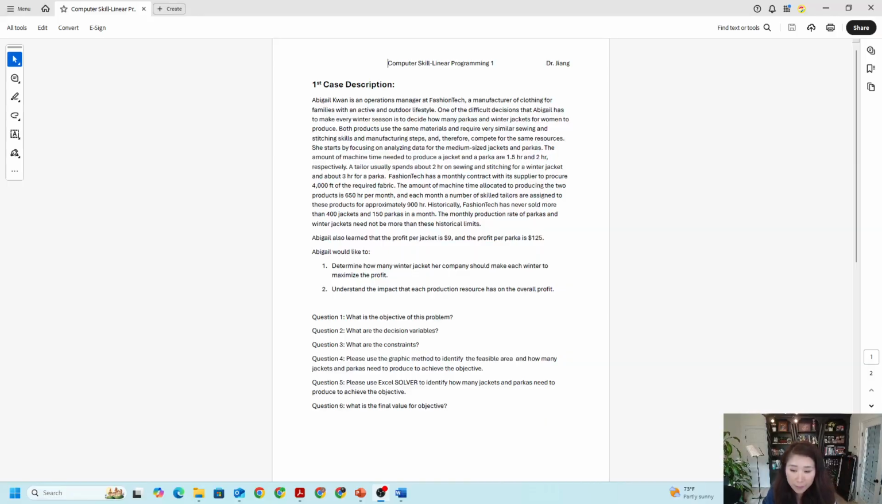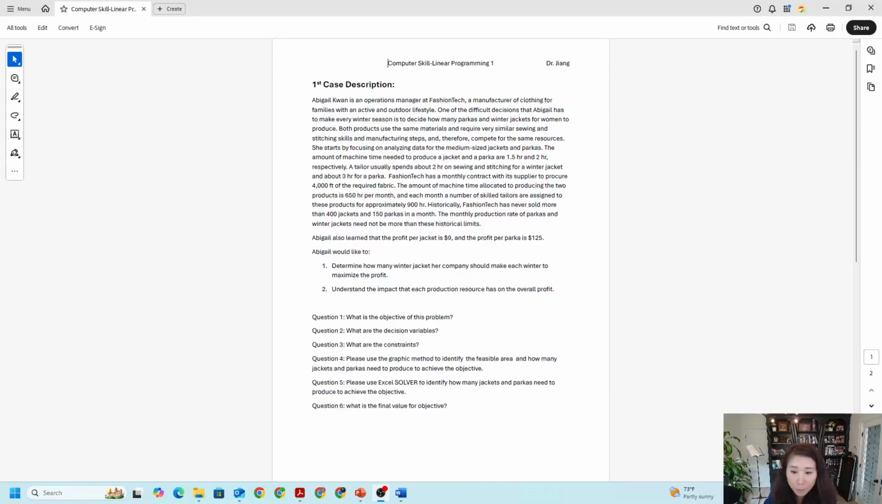Okay, after reading the following sentences, you actually realize it's talking about two resources that are the constraints for Abigail's decision making, right? So one is the time allocated to the machine. The second is the time the tailor can have to do the sewing and the stitching. And we also understand that for each kind of product, in order to produce them, they use a different amount of machine time and a different amount of tailor's time.